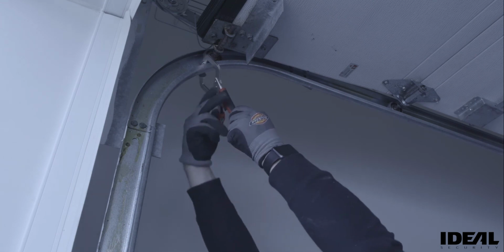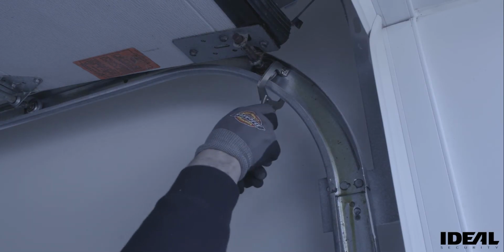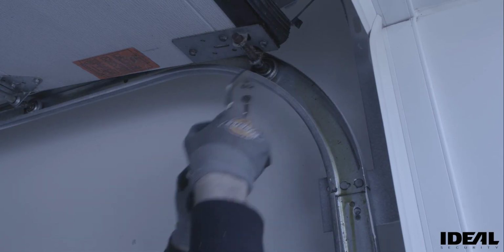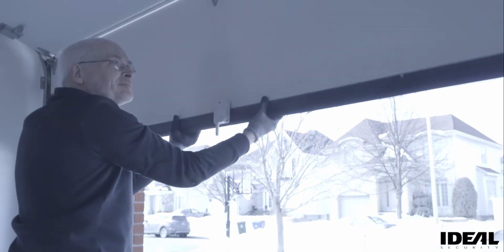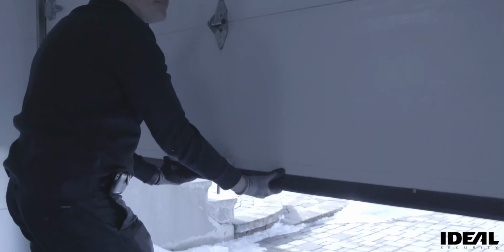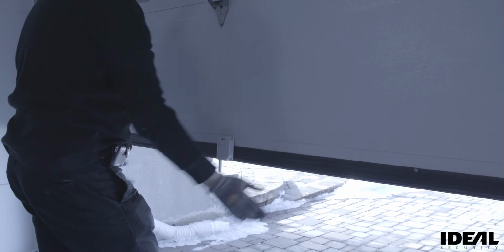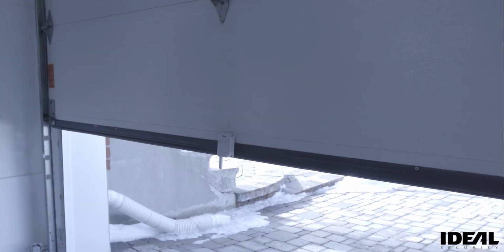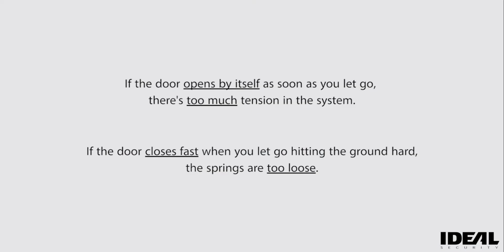Now remove the vise grips and close the door, without re-engaging the automatic opener, to check if it's properly balanced. It should stabilize when you stop pushing it up or pulling it down. If it rises or lowers a little bit, that's okay. If the door opens by itself as soon as you let go, there's too much tension in the system. If the door closes fast when you let go, hitting the ground hard, the springs are too loose.